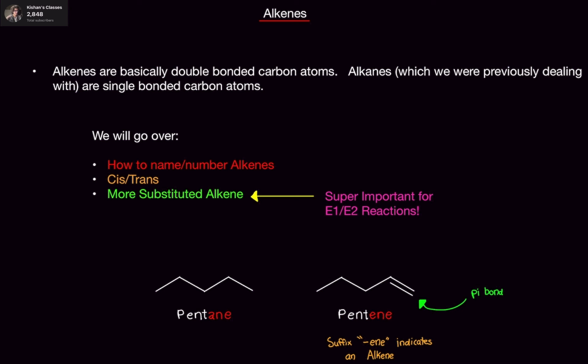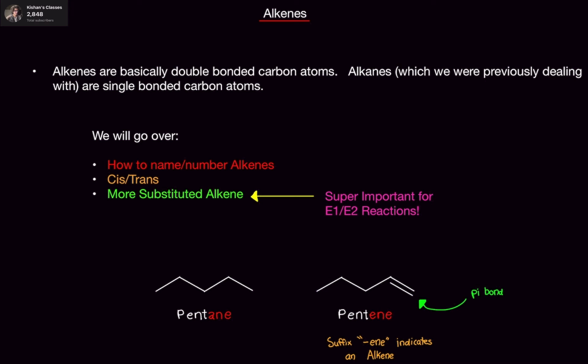What are alkenes? Alkenes are basically double-bonded carbon atoms. Alkanes, which we were previously dealing with, are single-bonded carbon atoms, where alkenes, with an E, are double-bonded carbon atoms. And why are you learning this? What's the point? Am I just here to torture you? Yes, but the reason we're learning this is because elimination reactions, E2 and E1, create double bonds. So if we're creating double bonds, we should really know how to name them. Don't you think? It would be a good idea.